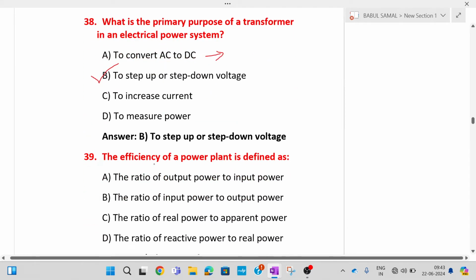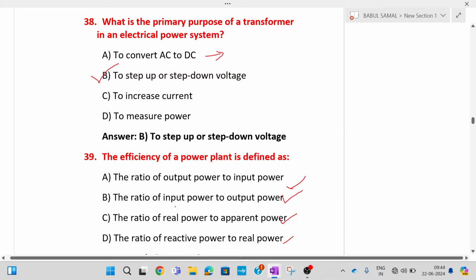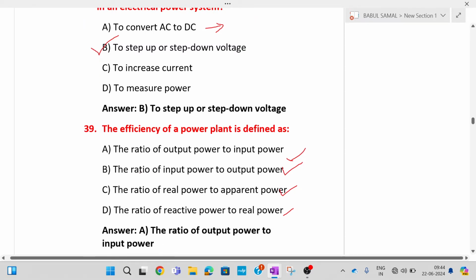Next question. The efficiency of a power plant is defined as, options are the ratio of output power to input power, the ratio of input power to output power, the ratio of real power to apparent power, the ratio of reactive power to real power. For the efficiency of any system, output by input will be the correct answer. So the correct option is option A, the ratio of output power to input power. By dividing output power by input power, we get efficiency.